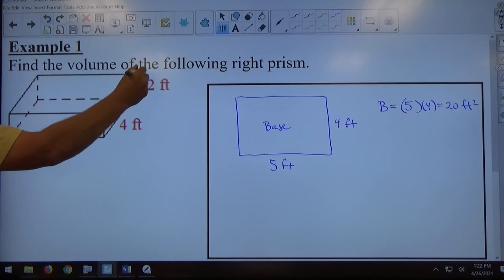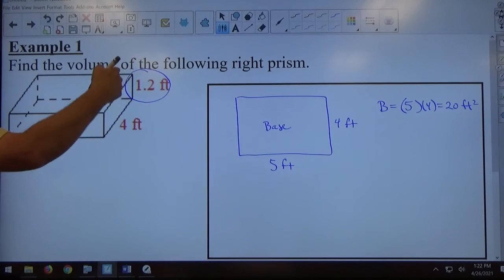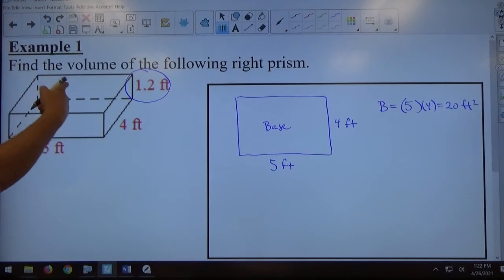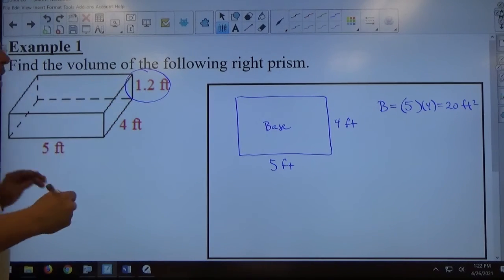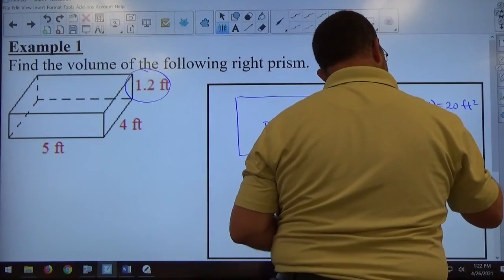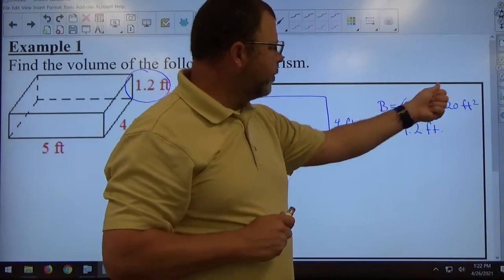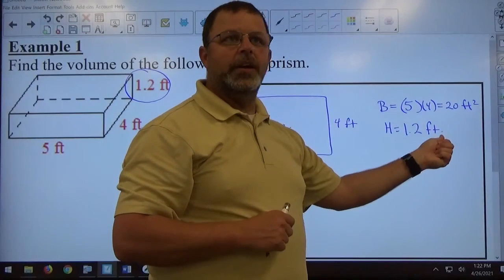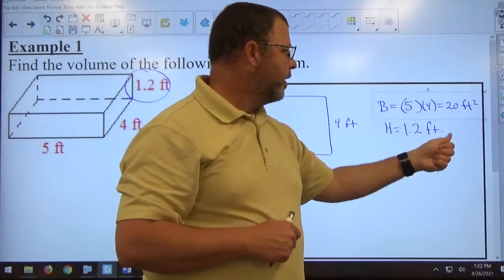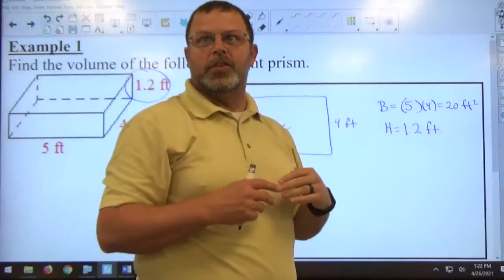1.2 feet. The height is how far apart the bases are from one another. So again, if you visualize on the picture what the base is, there's the same base. How far apart are they? That's what h equals. Okay, notice the base unit is square feet, the height unit is feet. Area of the base is always a square unit because it's an area, and the height is just a unit of length because it's just a length.